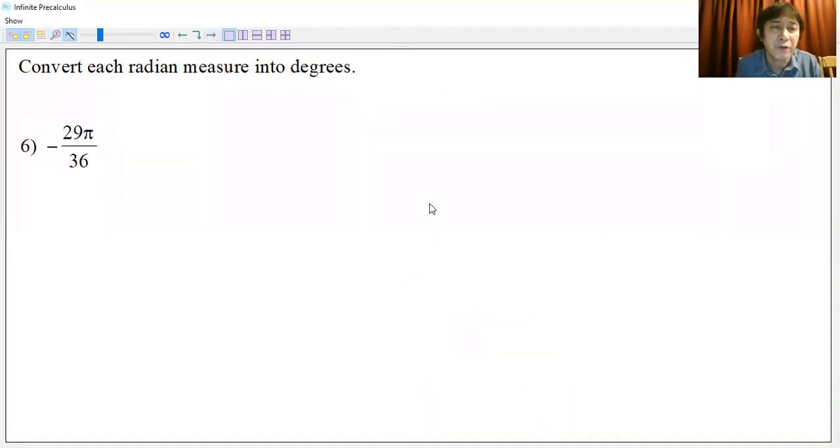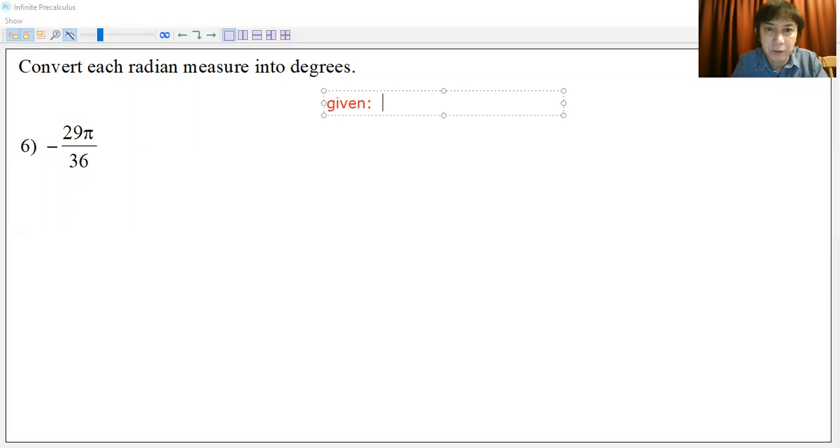Here's number 6. Convert each radian measure into degrees. Okay, so this time it's the reverse. It's from radians to degrees. All right, so the given here is, of course, radians. Let's write first the given.